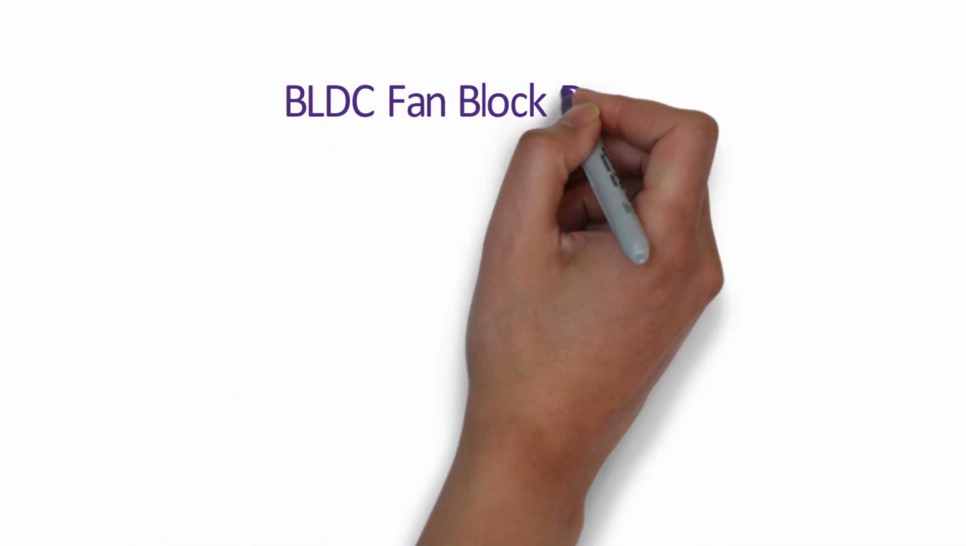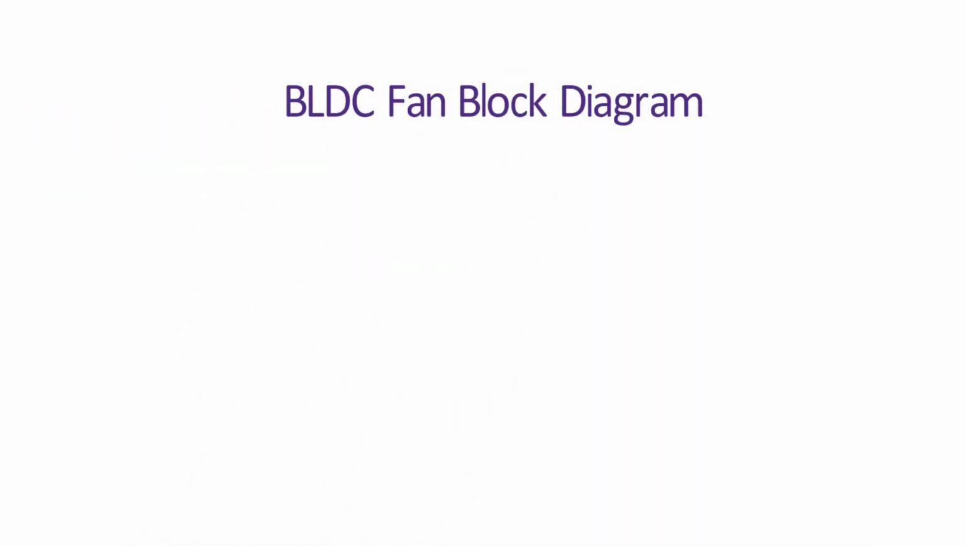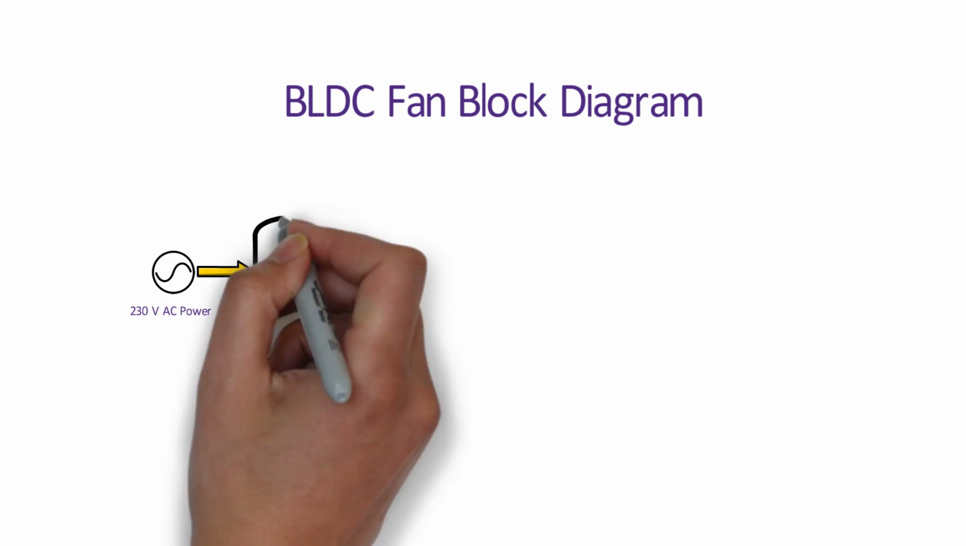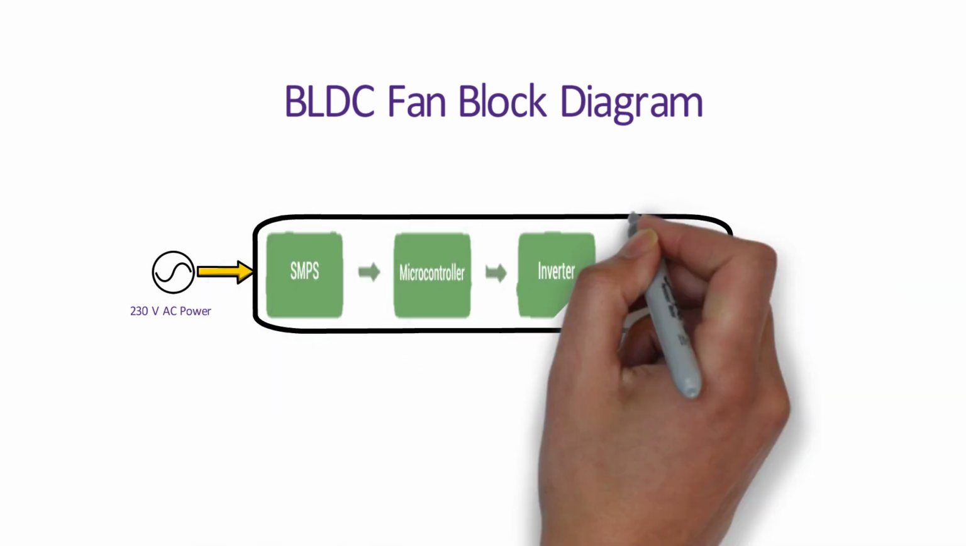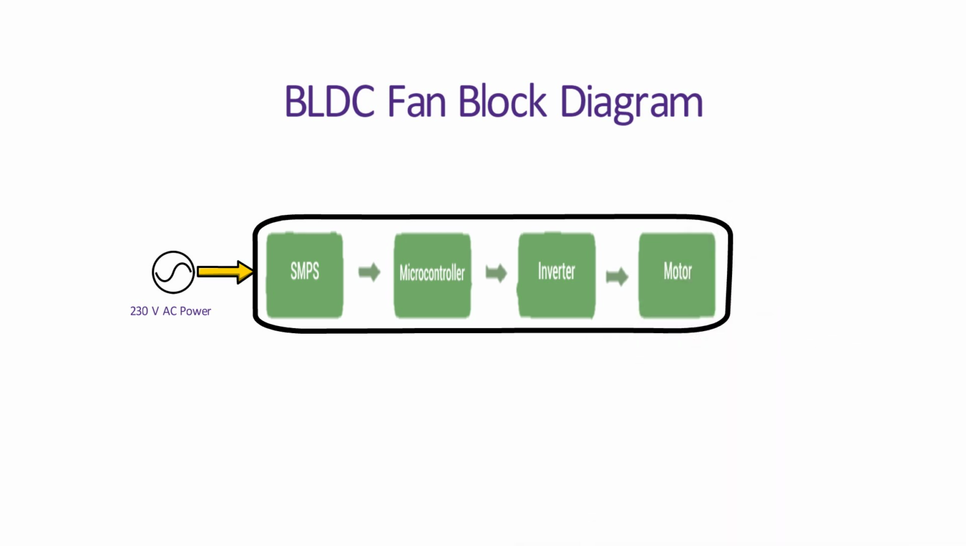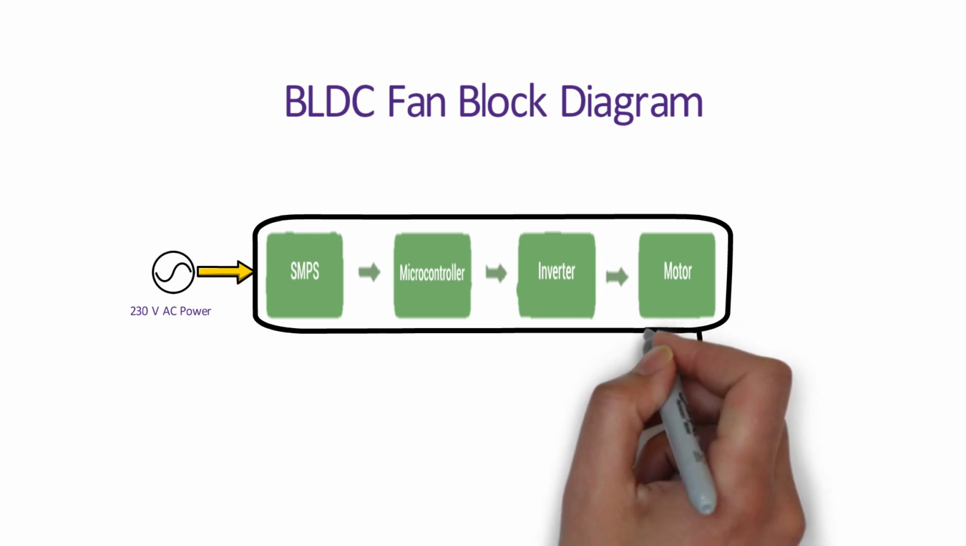Now we will see the BLDC fan block diagram. Obviously, it starts with 230 volt AC power input to BLDC fan. Switch mode power supply unit converts that input AC power into DC power. So that is the purpose of switch mode power supply, SMPS. Then based on the rotor position, microcontroller operates the electronic switches in the inverter to control excitation in the stator electromagnet.